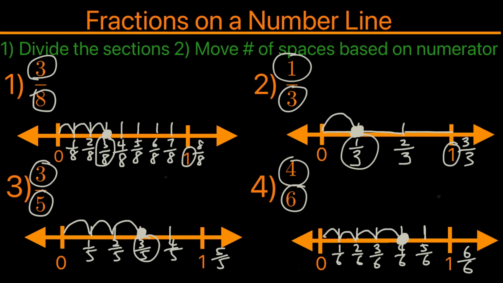So these are 4 examples of how you would find fractions on a number line. You want to first divide the sections, then move the number of spaces based on the numerator. Or if you are writing each of the fractions out, you could simply locate where you need to plot the dot and plot the dot accordingly.